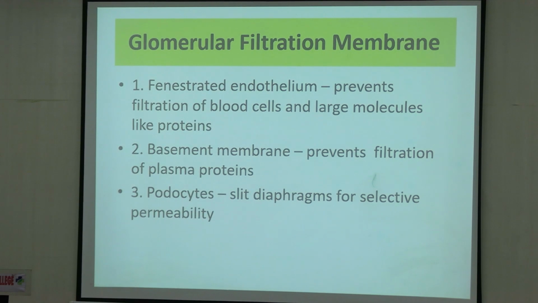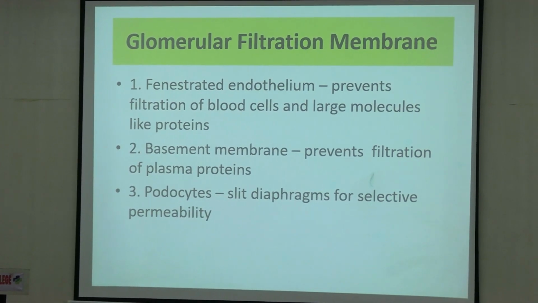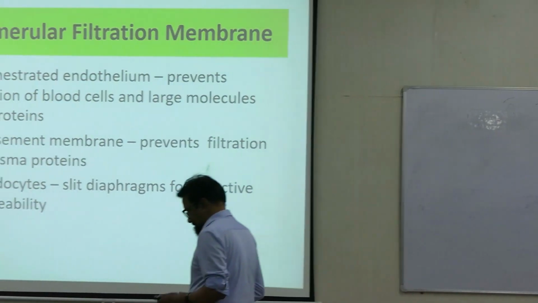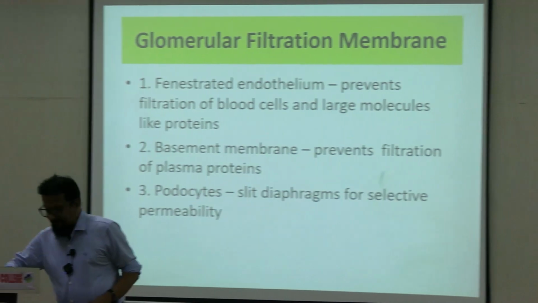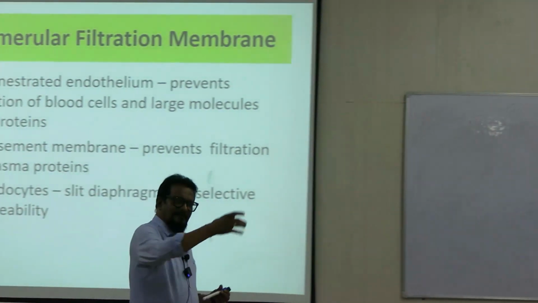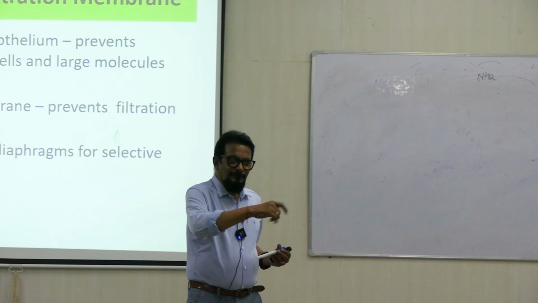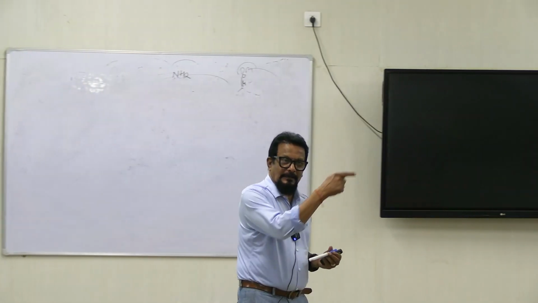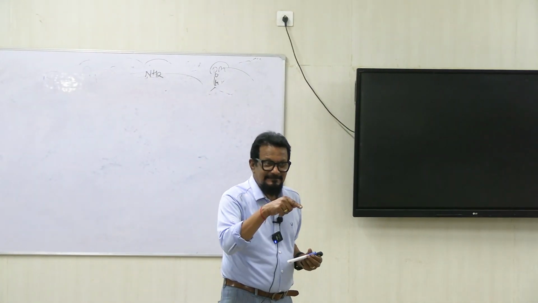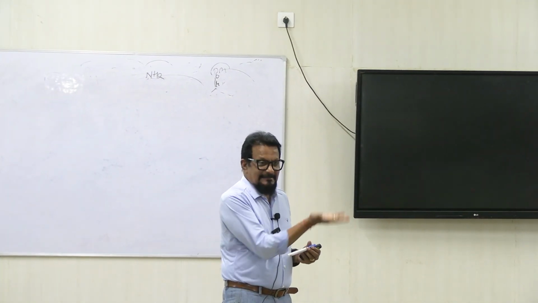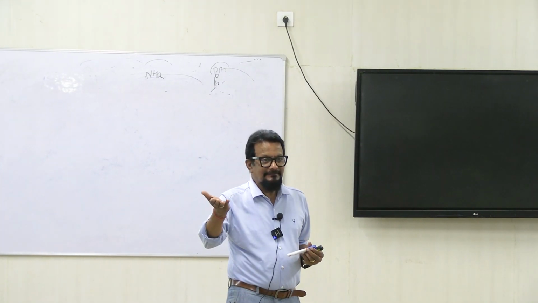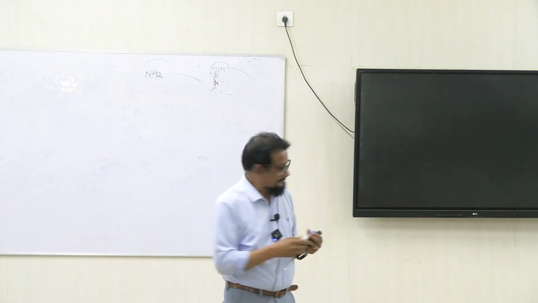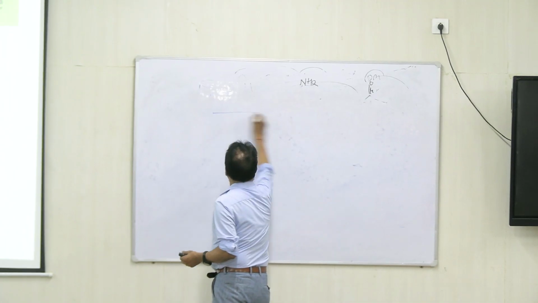Now the glomerular filtration membrane. In the glomerular filtration membrane, you will get 3 layers. One is, since it is the capillary, capillaries have a wall. This is the cellular wall. What are these cells? Endothelial cells. And these endothelial cells are lined on a basement membrane. So there is a basement membrane and endothelial cells.